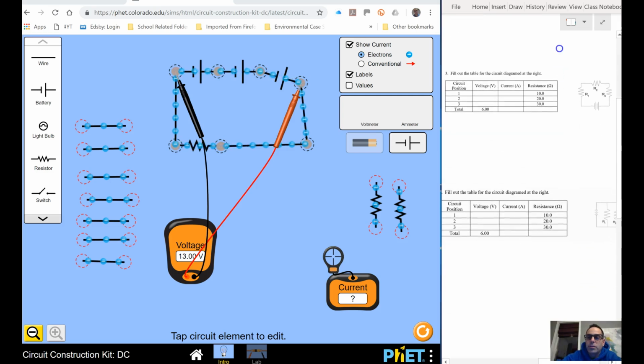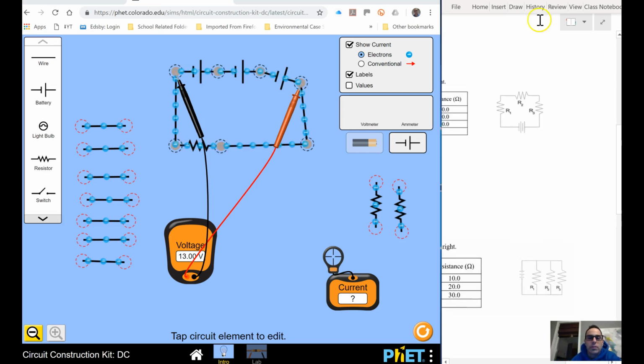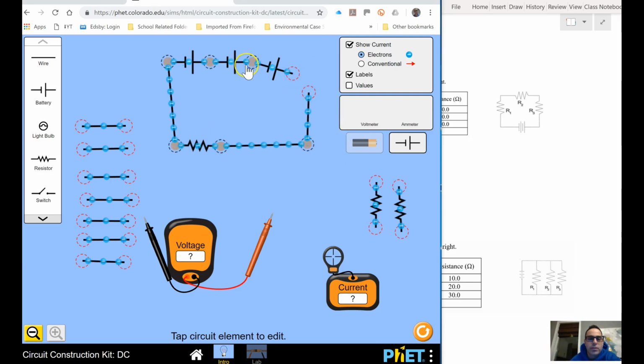So just move this up top a little bit more. We'll take a look at how we want this set up, and we'll just really quickly here pull everything back. We will quickly disassemble the circuit and reassemble it to match what we see here.